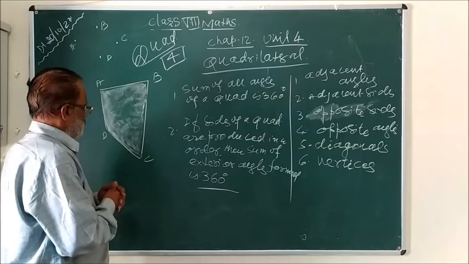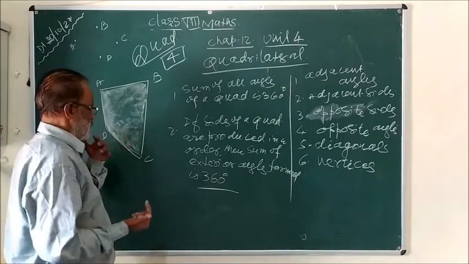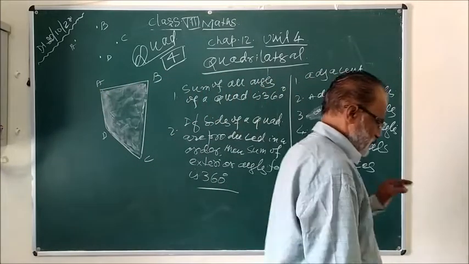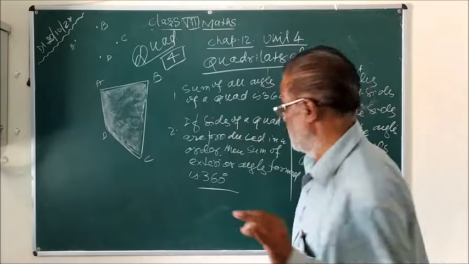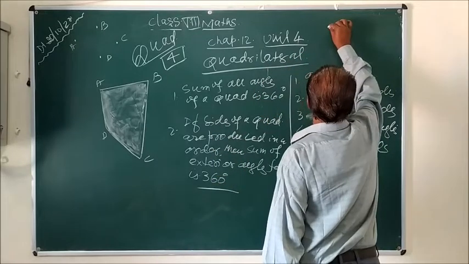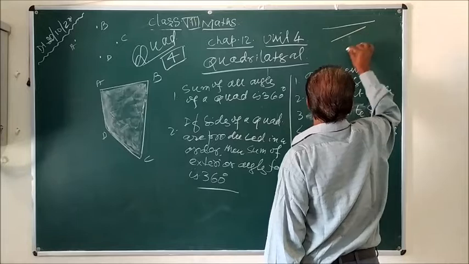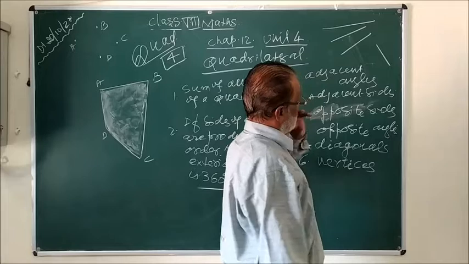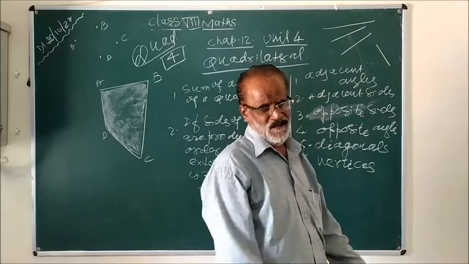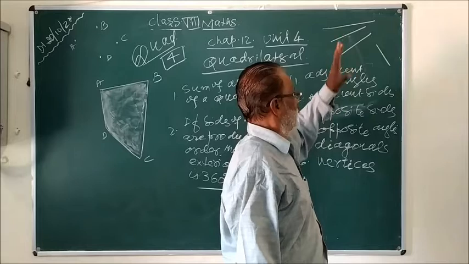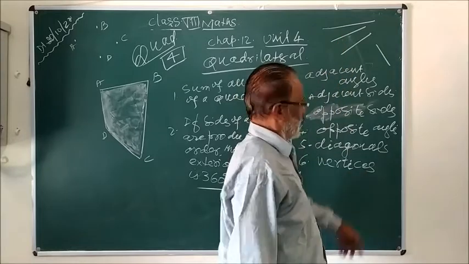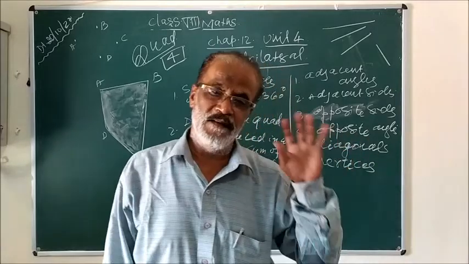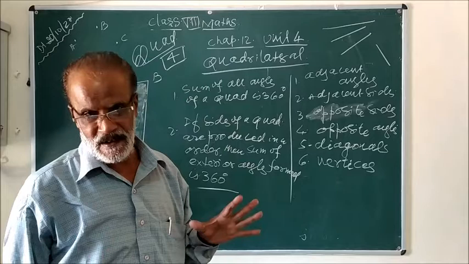So the simple definition, as I told you, is a figure surrounded, bounded, enclosed. Now you see 4 lines, 1, 2, 3, 4. This is not quadrilateral. But why sir? Because this is not enclosed. We have 4 sides, but these 4 sides are not enclosing any region, and that's why they cannot be called quadrilateral.